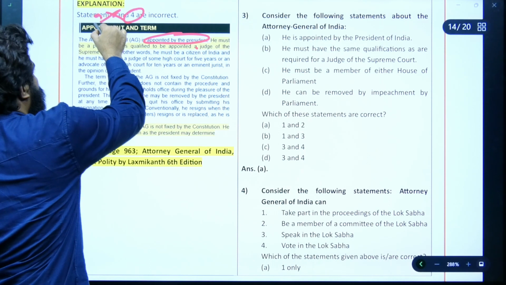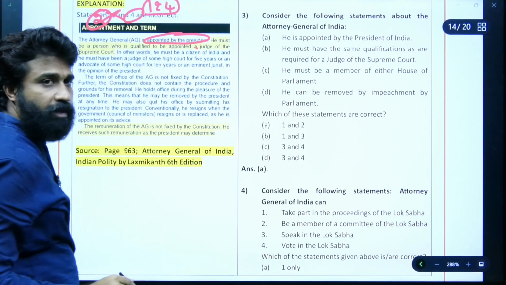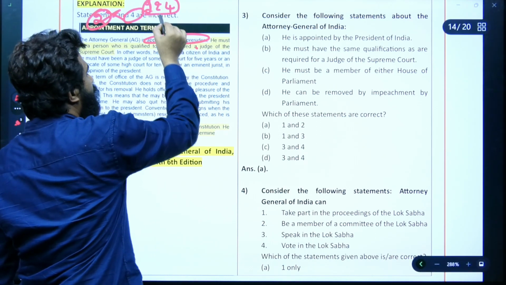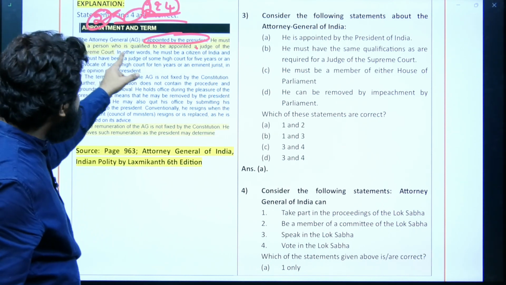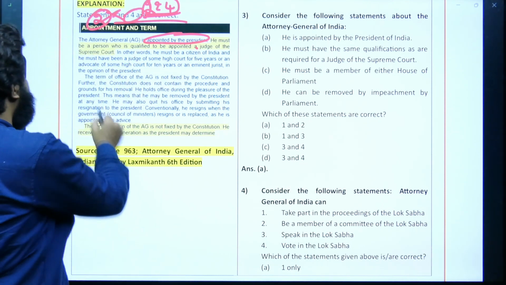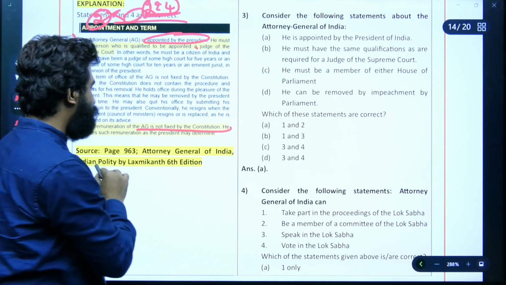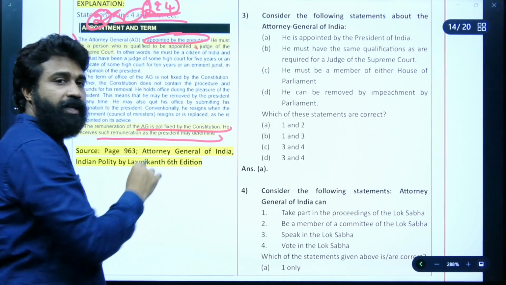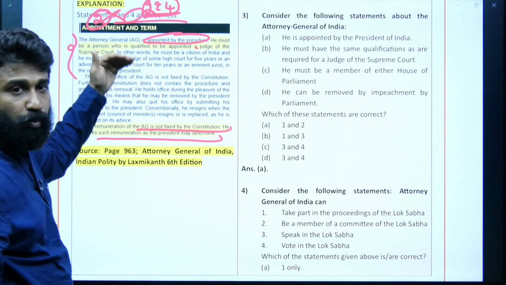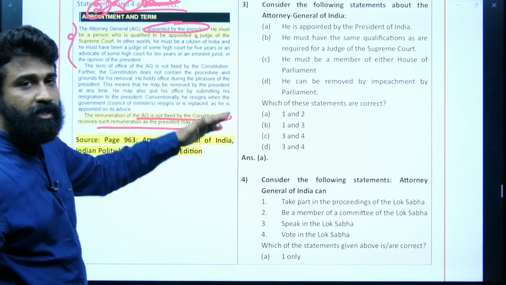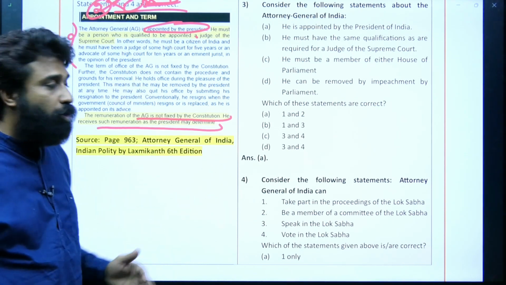2 and 4 are incorrect. Here 1 and 4 have a simple typo error. So here 2 and 4 are actually incorrect. He is a person who is qualified to be appointed a judge of the Supreme Court. And second, the remuneration of the Attorney General is not fixed by the constitution and not by the parliament, but is determined by the president, and he holds office during the pleasure of the president and is qualified to be a judge of the Supreme Court. He can attend the proceedings of either house of the parliament, and he can also fight on behalf of the government in the courts.